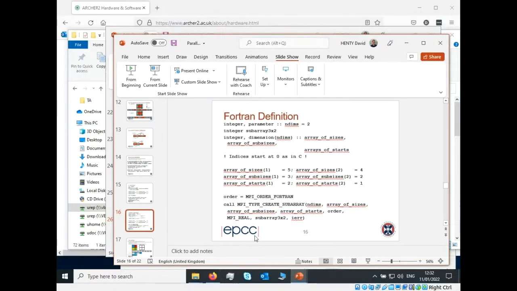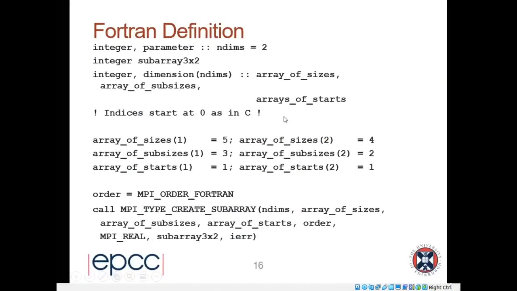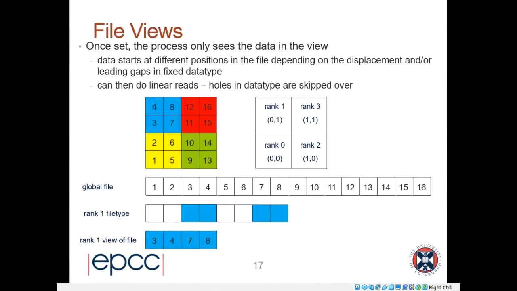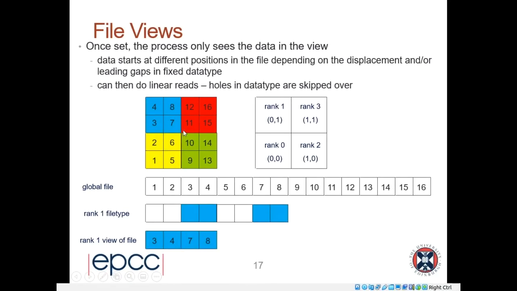In Fortran, I need to fix this thing here as well. It's exactly the same syntax. The important point is that in our example here, to use MPI-IO, the yellow process has to define a subarray for the bottom left-hand corner, the blue process the top left, the red the top right, and the green the bottom right. And so, for example, the rank 1 file type would be this.